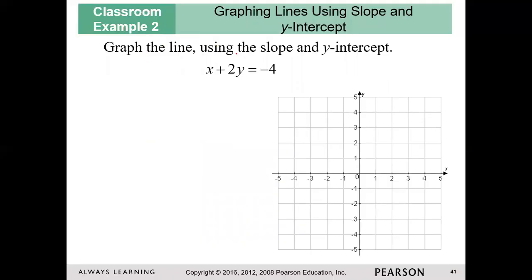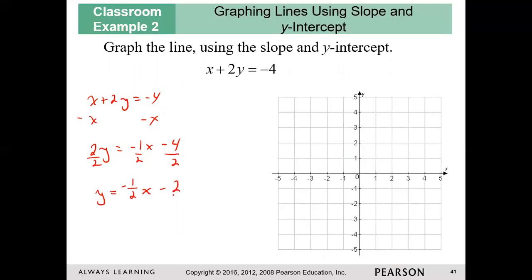So let's graph this line using slope and the y-intercept. What we can do is put this in slope-intercept form by solving for y. We're going back to what we did at the beginning of chapter 1, getting y by itself. So if I had x plus 2y equals -4, I would subtract x from both sides, and that gives you 2y equals -1x minus 4, and then divide everything by 2. You get y equals -1/2 x minus 2.